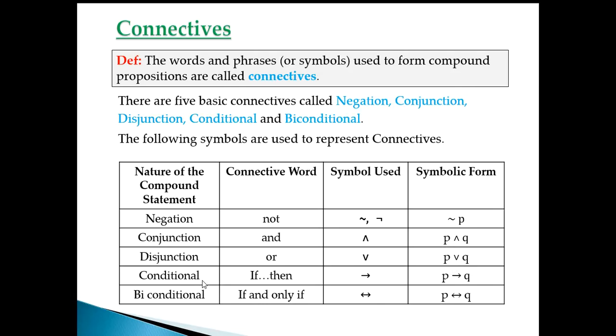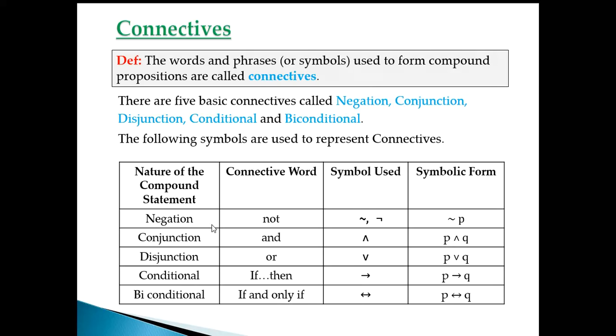Next is the conditional. We use the conditional when we join two sentences like "if then", that is, if P then Q. We use the single arrow symbol with the conditional statement, so P implies Q. Next, biconditional. The connective words are "if and only if" connecting two sentences, and the symbol is the double arrow. So this is P biconditional Q, if we have two propositions P and Q. We will discuss all these connectives in detail in our further study.